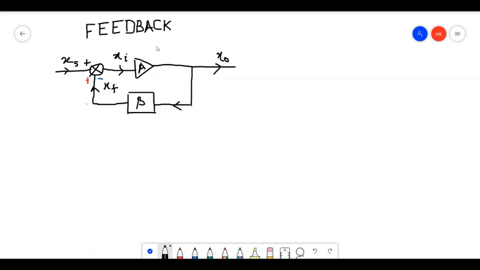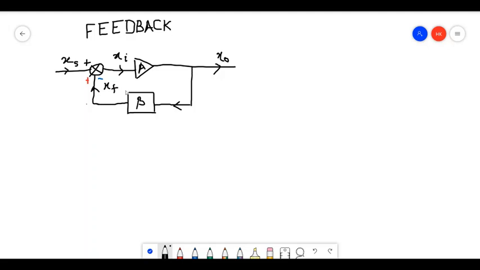Okay guys, so I'll start with feedback. To know what feedback is, if we take a system like this, to this system we give an input of x_s from a source, and this is an amplifier, so this amplifier gives the output x_o. So what we do is we sample this output and take a portion of this multiplied by beta, which we call x_f, and this is the feedback.